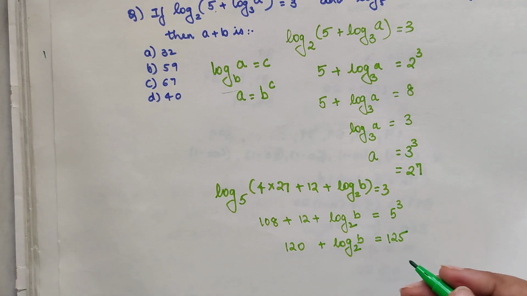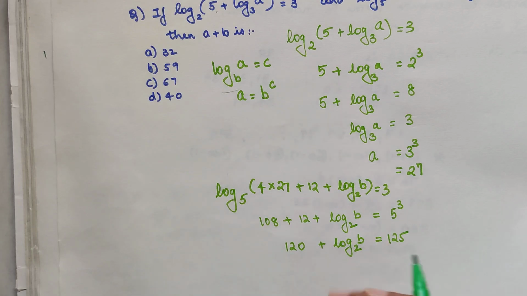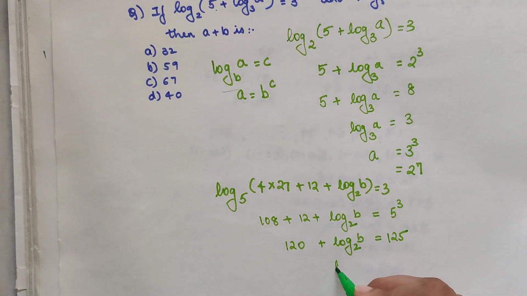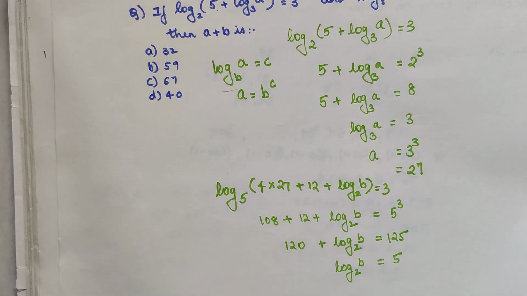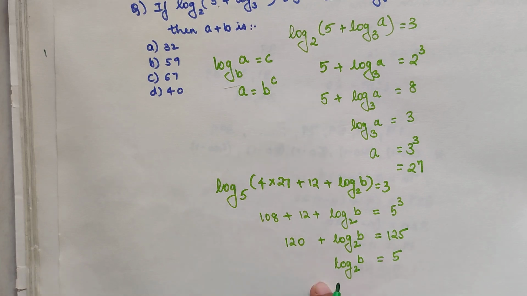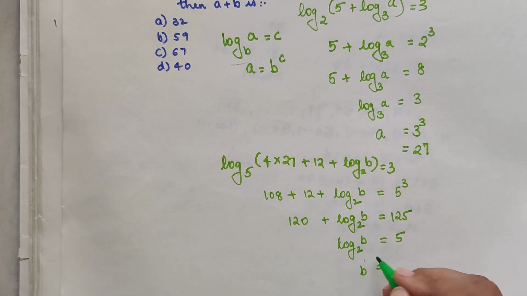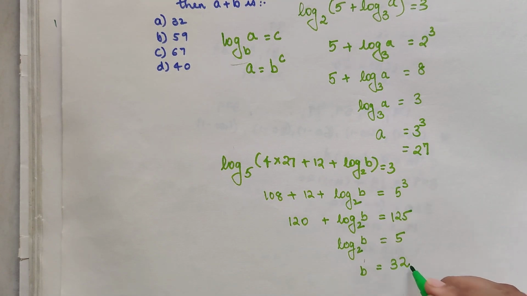Okay, so now things are really very simple, right? So you shift this 125 to this side, 120 to this side. I get log of b to the base 2 is equal to 5. Okay, so now very quickly figure out what will be the value of b. The value of b is nothing but 2 raised to 5, that is 32.